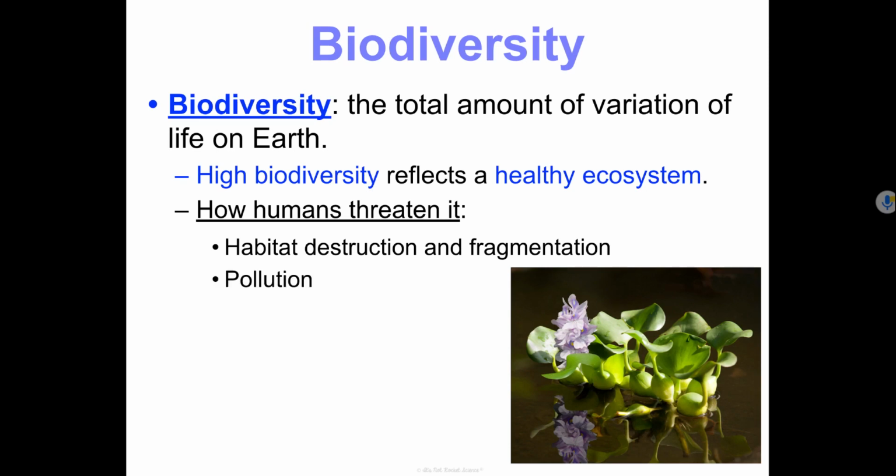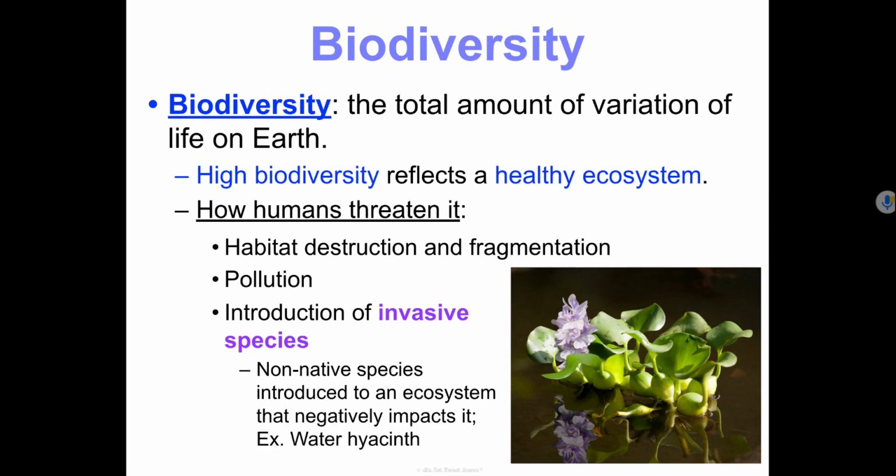A second way that humans threaten biodiversity is through pollution. Humans contribute to pollution. For example, much of our trash ends up in our oceans. Last, humans have introduced lots of invasive species to various ecosystems, whether their introduction of the species was intentional or unintentional. An invasive species is a non-native species introduced into an ecosystem, and the important bit is that it negatively impacts that ecosystem. The water hyacinth, which is what the image here shows, is an example of an invasive species.